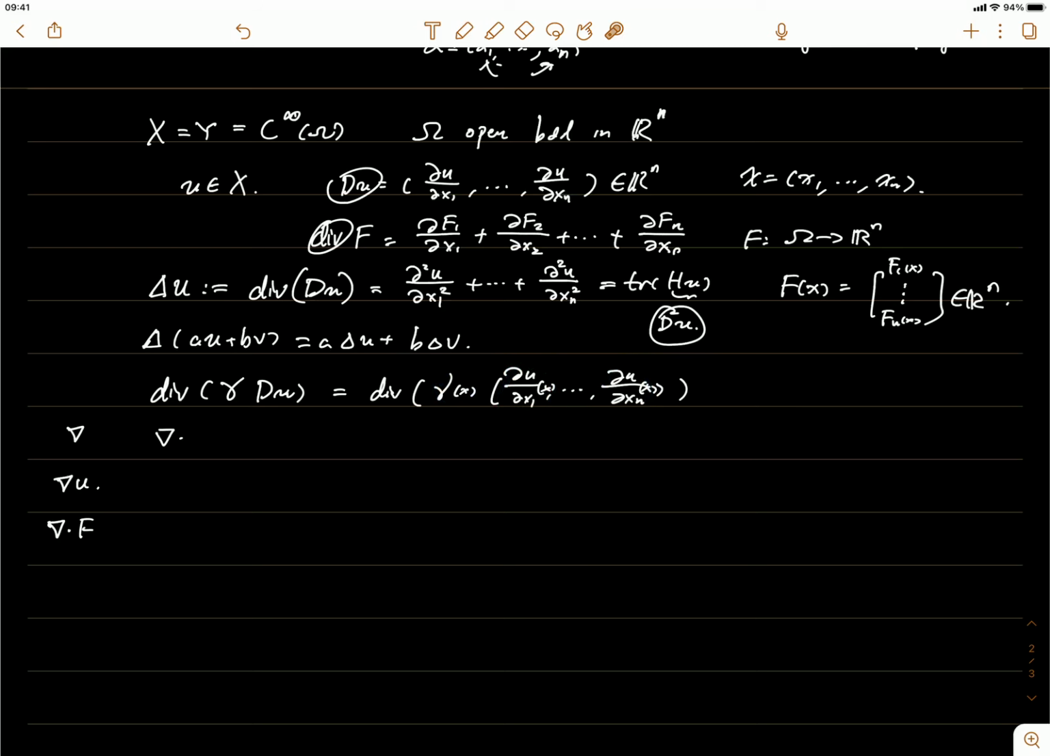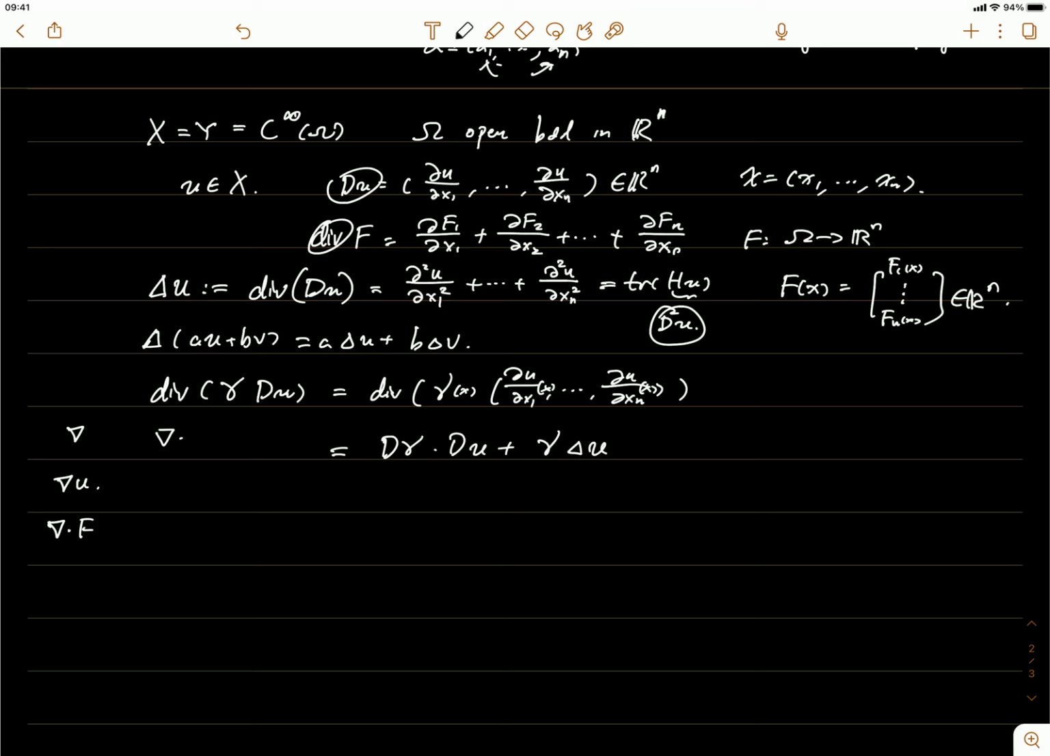And then after you multiply this inside to each one, you get a vector, and you can take a divergence one more time. Okay, so that is another example. And actually, in this case, you can show that this is just equal to the inner product, sometimes called the dot product, plus the gamma Laplace u.